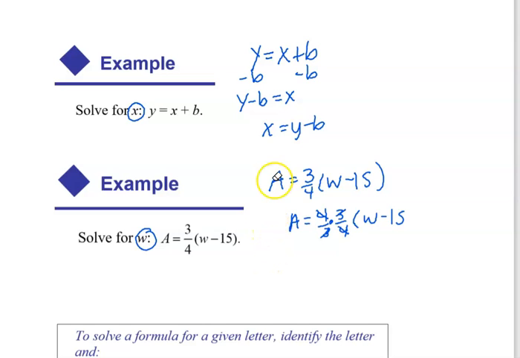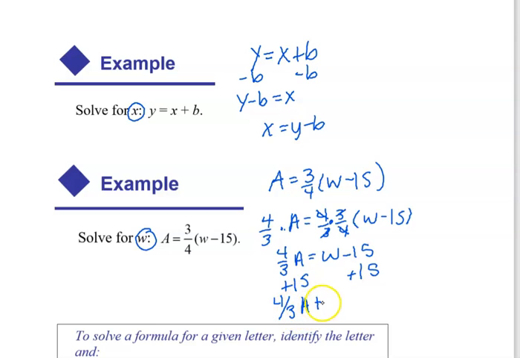If I multiply by 4/3 on that side, well, then I'm going to have to multiply by 4/3 on this side. So I've got 4/3 times A is equal to W minus 15. Now I can take the parentheses off because there's not that number in front anymore. How do you get rid of a minus 15? Well, you do the opposite, because we were trying to get W by itself. We want to add 15. We add 15 to this side, we also need to add 15 to this side. So we've got 4/3 A plus 15 is equal to W.